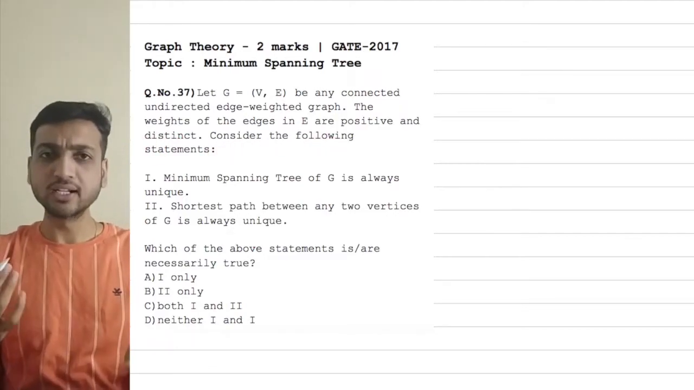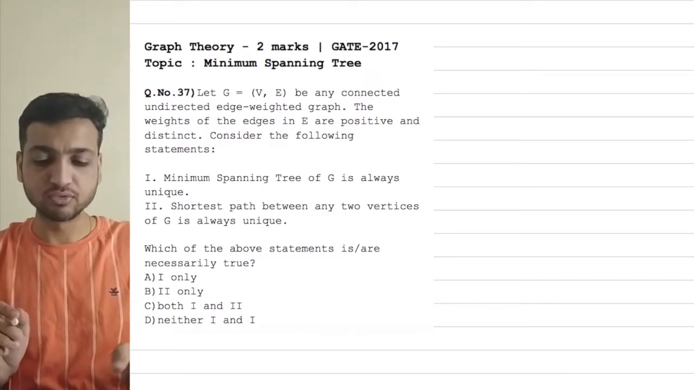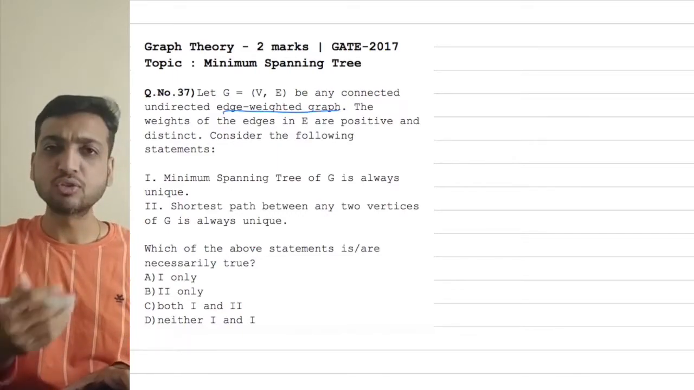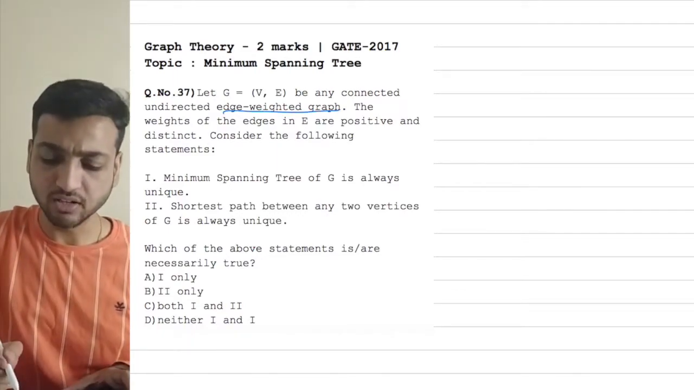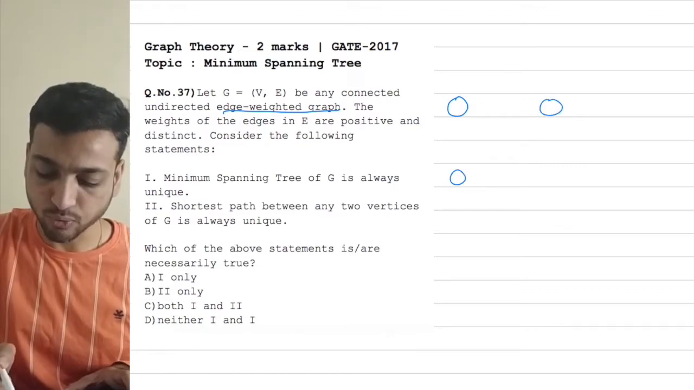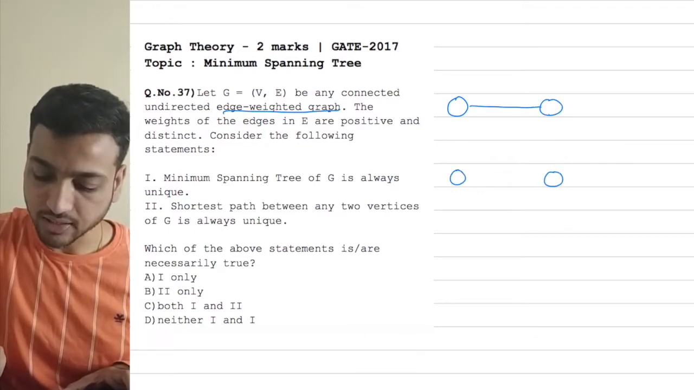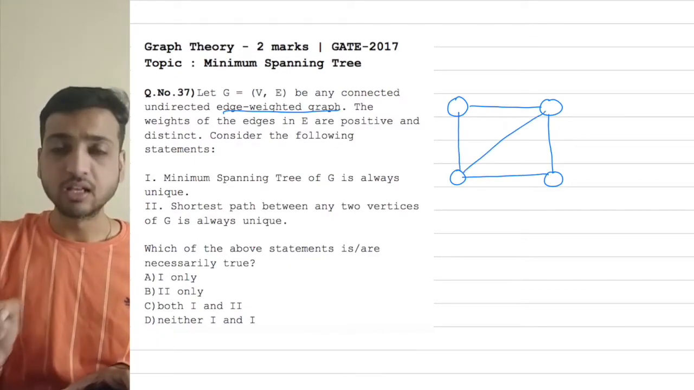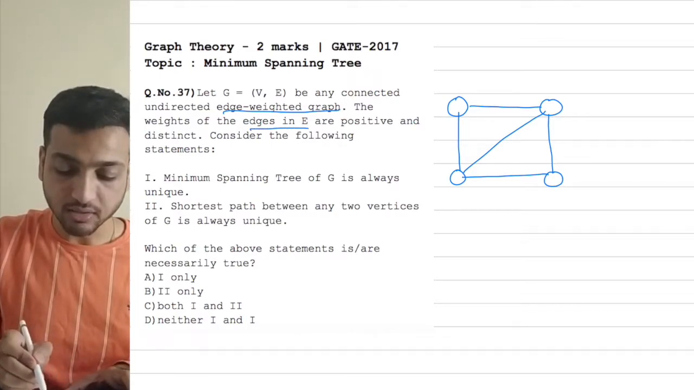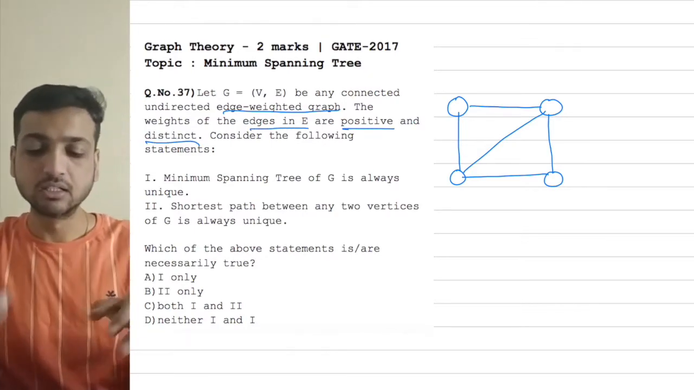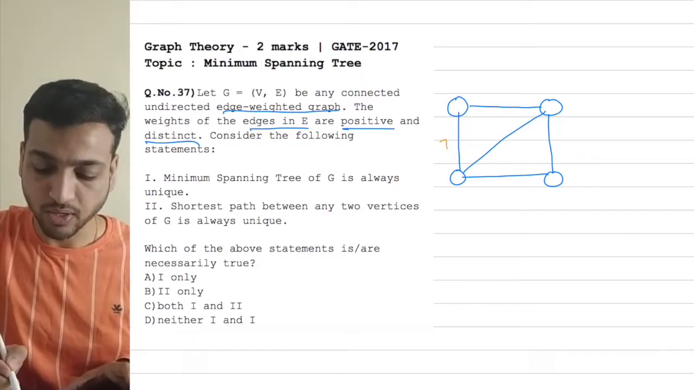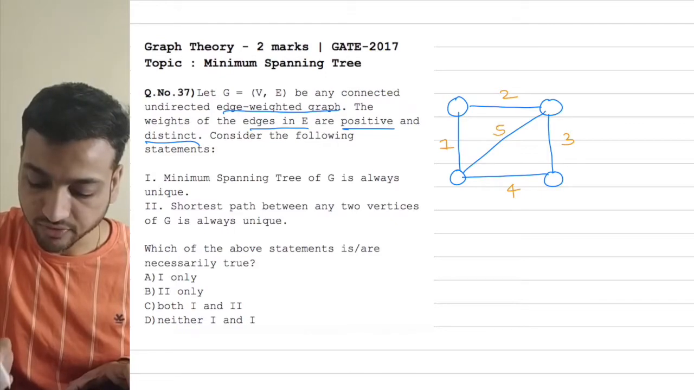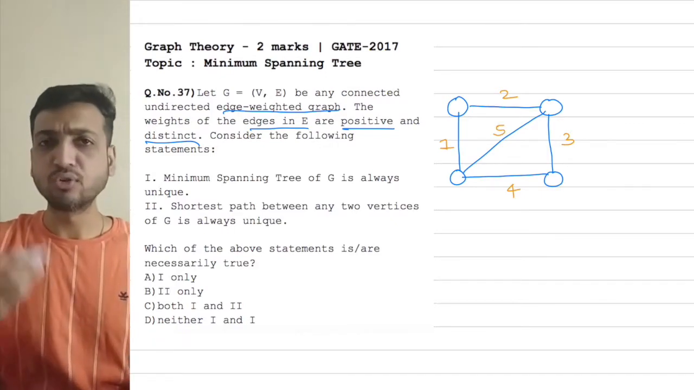Now before we go ahead, let's make a note of whatever has been given so far. So we see that we have an edge weighted graph. So let me take a small example of an edge weighted graph. Let's have an edge weighted graph of 4 vertices. Okay, let me connect them with the edges. Random edges, and the question says that the edges in E are positive and distinct. So let me give them distinct weights: 1, 2, 3, 4 and 5. Okay, so these are the edge weights. Now let's see what the question says further.